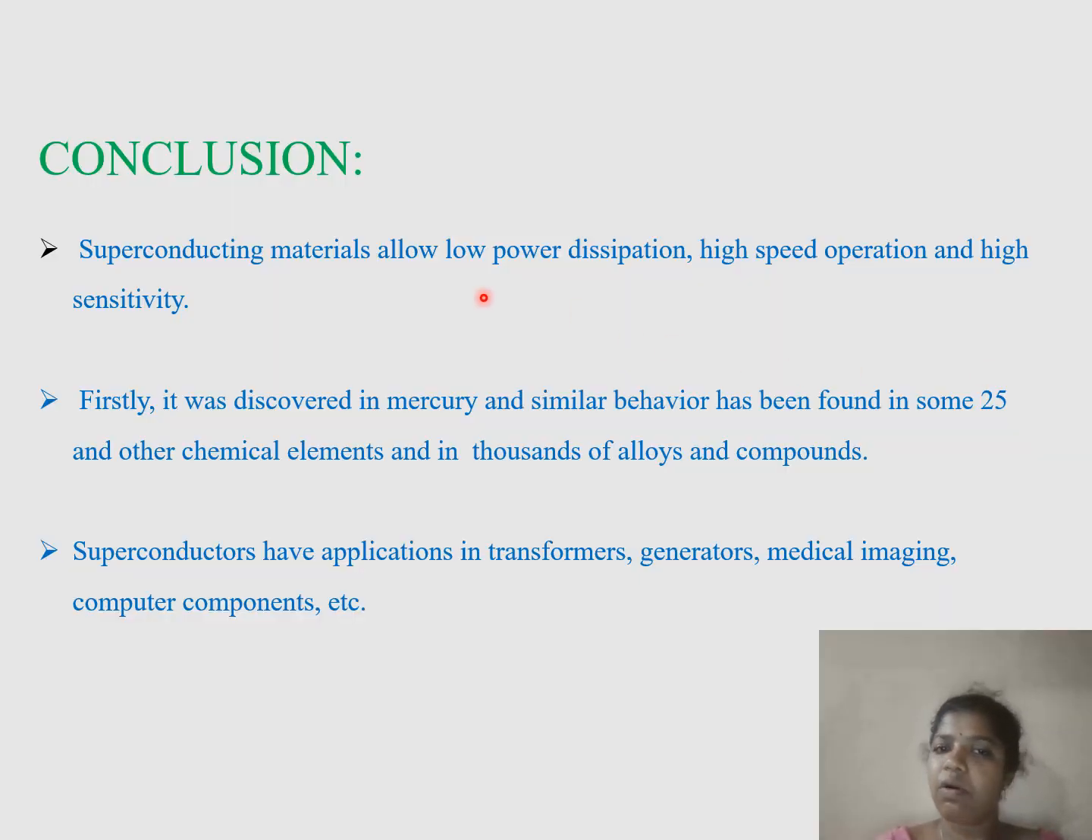Superconducting materials allow low power dissipation, high speed operation, and high sensitivity also. Firstly, it was discovered in mercury, and similar behavior has been found in 25 other chemical elements and now in thousands of alloys and compounds. Superconductors have main applications in transformers, generators, medical imaging, computing, computer components, etc.